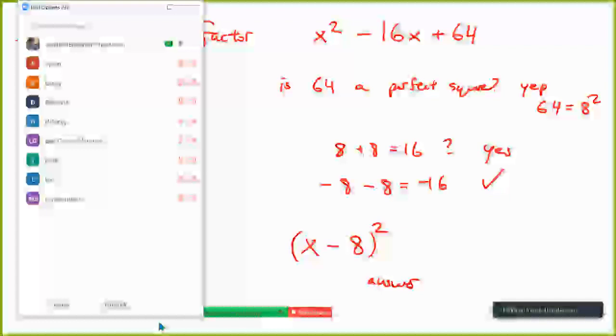Homework today is to do the mastery test called Factoring Polynomials Part 2.